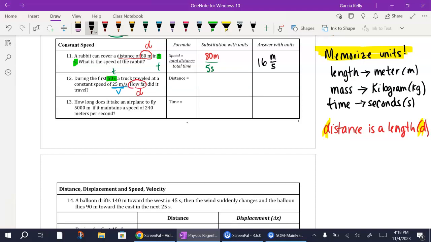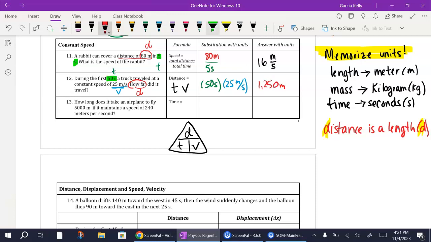For this one, I recommend that you use this little triangle, D on top. So if you're looking for distance, your formula is T times V. So when I substitute, I'm going to have 50 seconds, velocity 25 meters per second. And so that's going to give me a distance of 1,250 meters.